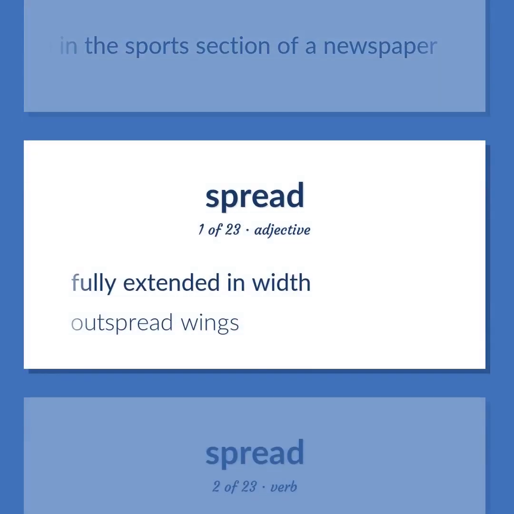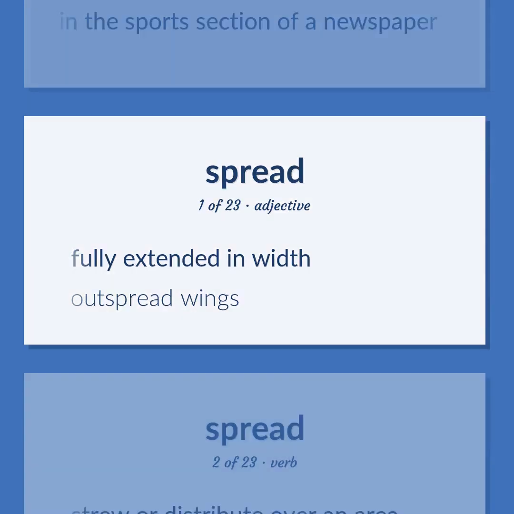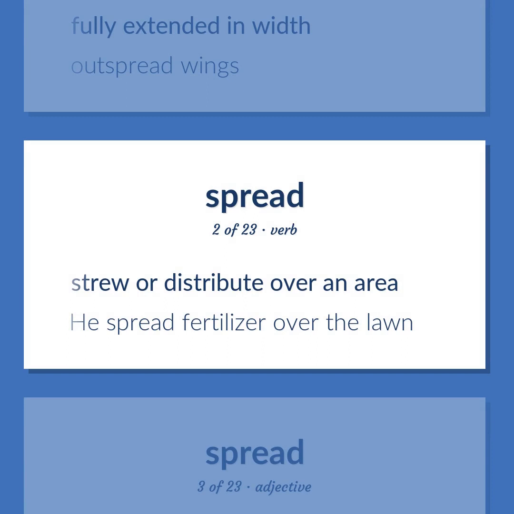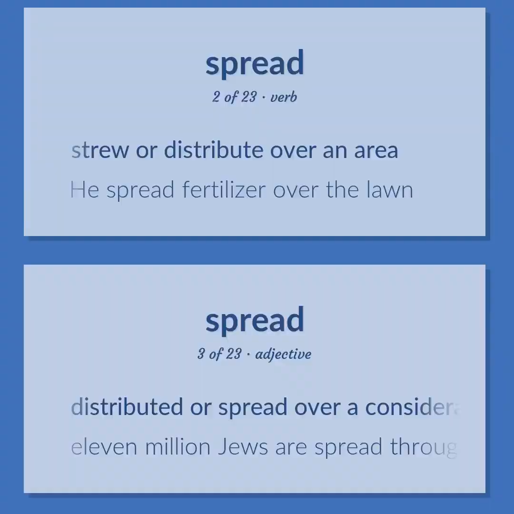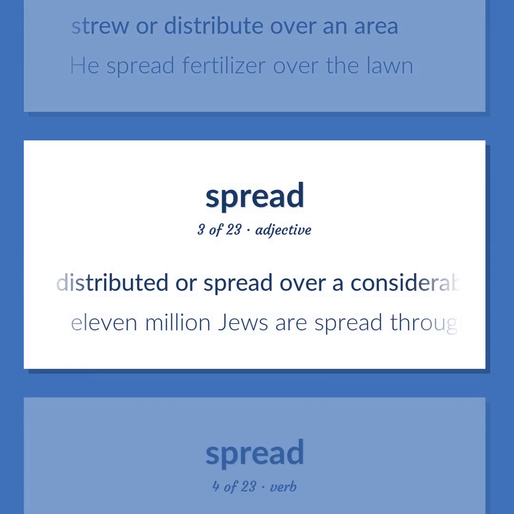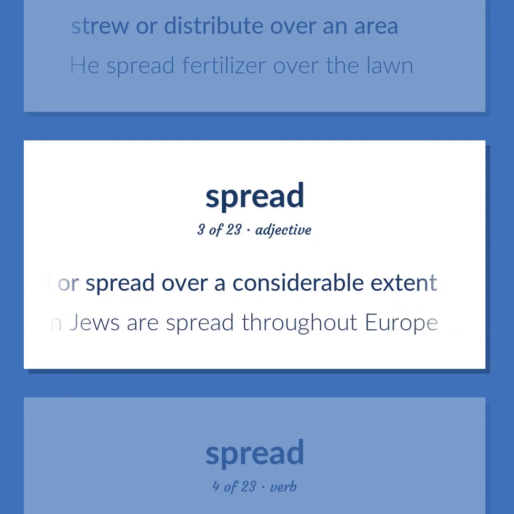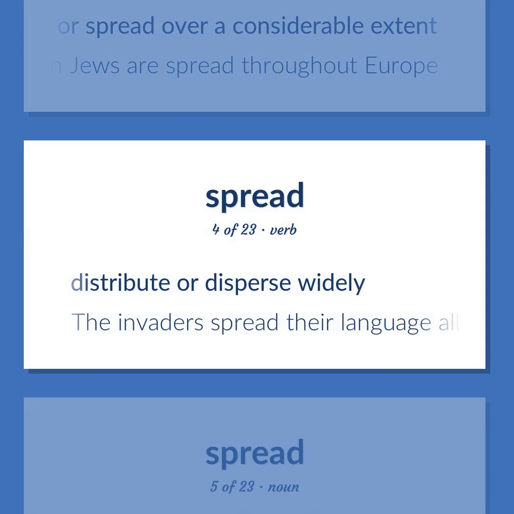Fully extended in width. Outspread wings. Strew or distribute over an area. He spread fertilizer over the lawn. Distributed or spread over a considerable extent. 11 million Jews are spread throughout Europe. Distribute or disperse widely. The invaders spread their language all over the country.